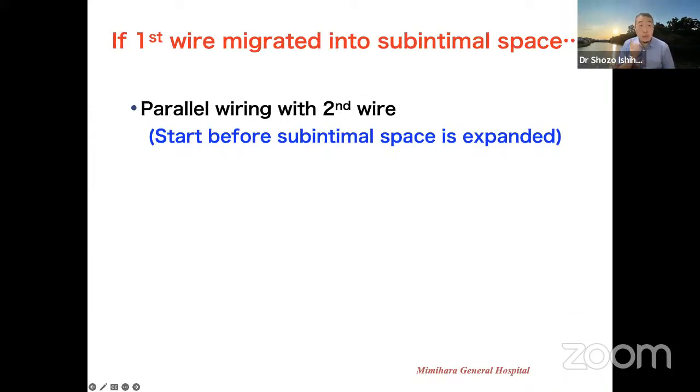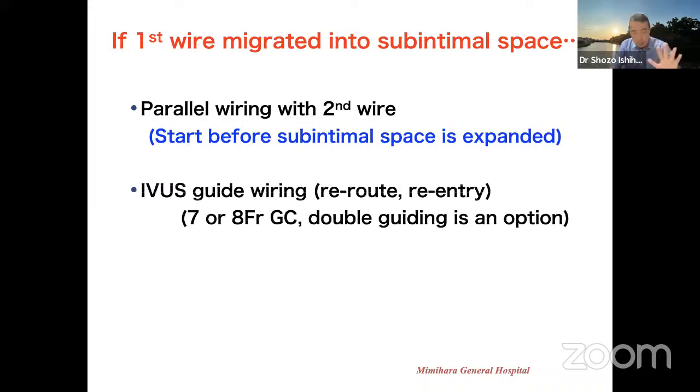So like this case, if the first wire migrated into the subintimal space, parallel wire technique with a second wire is of course one option, but it is important to start before the subintimal space is expanded, because if we control the first wire too much, it makes a very large hematoma or subintimal space, which is a very unsuitable situation. So quickly start parallel wiring. If we detect the first wire has migrated into the subintimal space, it's very important.